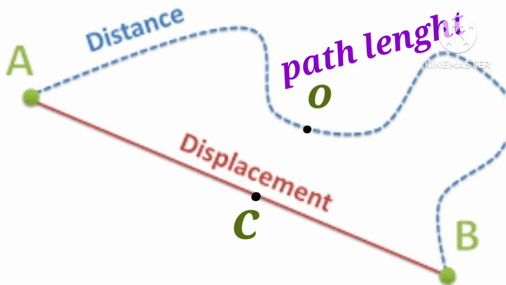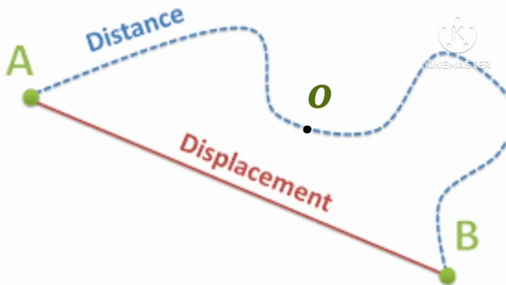As shown in this picture, AOB is the actual distance that the object covered. This is called path length. And ACB, the shortest distance, is called displacement. We can also define displacement as the shortest distance between the two points.